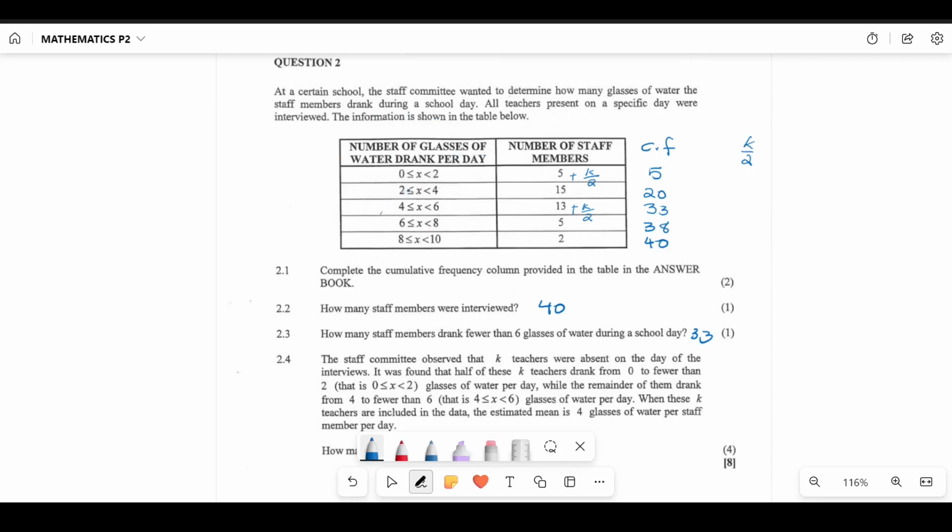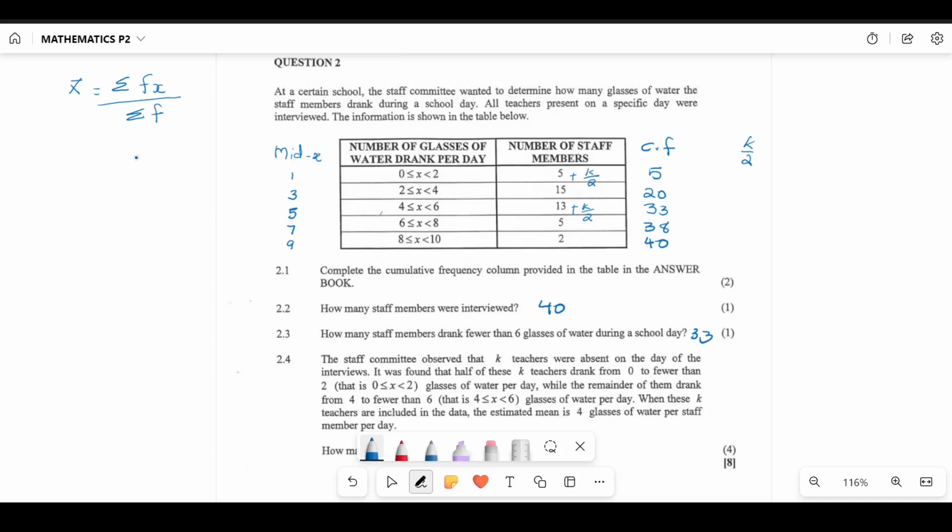So the mean of a frequency table with a class interval: this is the formula for the mean when there is a frequency column. The formula becomes sigma fx over sigma f. But here the x is the mid x. That means you need the middle x to find the mean. Middle x is easy to find. 0 plus 2 divided by 2 is 1. Here the middle value is 3, here the middle value is 5, then 7 and 9.